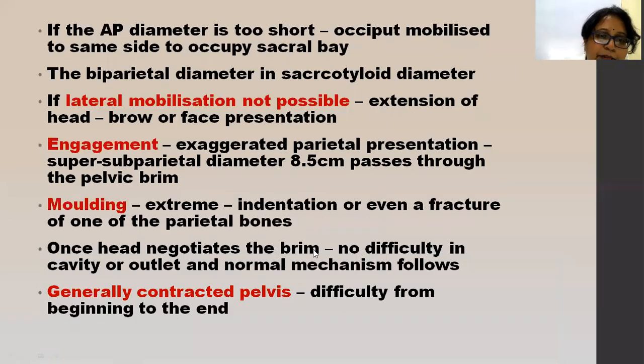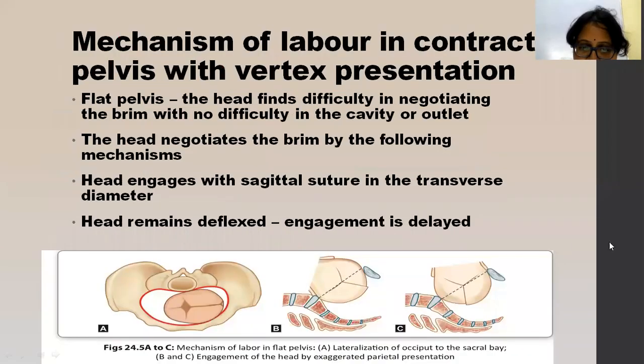And next, engagement. Engagement will take place by exaggerated parietal presentation. That is, the subparietal diameter, which is 8.5 centimeters, will pass through the pelvic brim. So this is exaggerated parietal, where the parietal bones are overlapping over one another, even in this and even in this. Here it is the posterior parietal presentation. Here it is the anterior parietal presentation. In both of them, there is overlapping of the parietal bones. So it is called exaggerated parietal position. And here the diameter is shortened. It is the subparietal diameter, which is 8.5 centimeters, which will negotiate this brim of the pelvis.